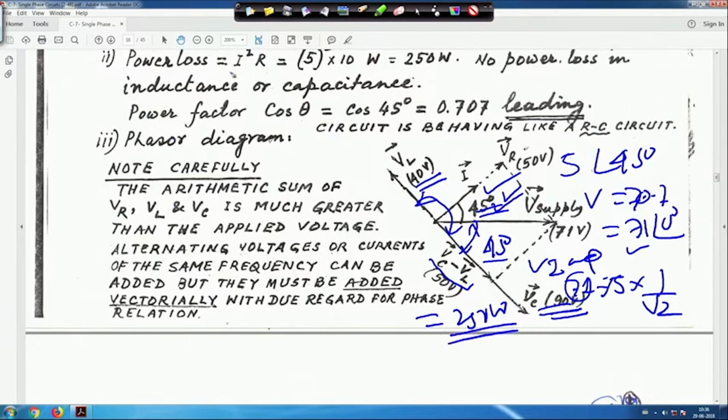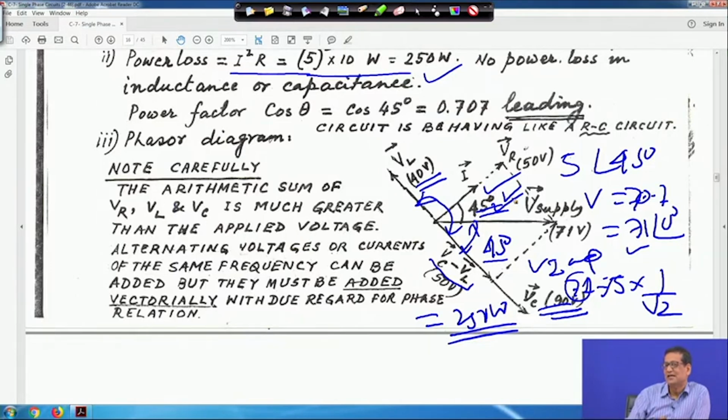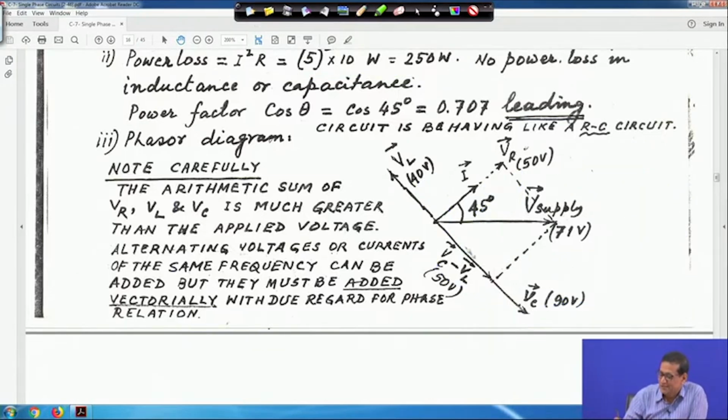Earlier I showed you I square R also gives 250 watt, so it has to be the same. That means all calculations are correct. If something is not matching, it means somewhere your calculation is wrong. So we have to be careful about the calculation, because complex numbers are involved in every step. This is how the phasor diagram works.